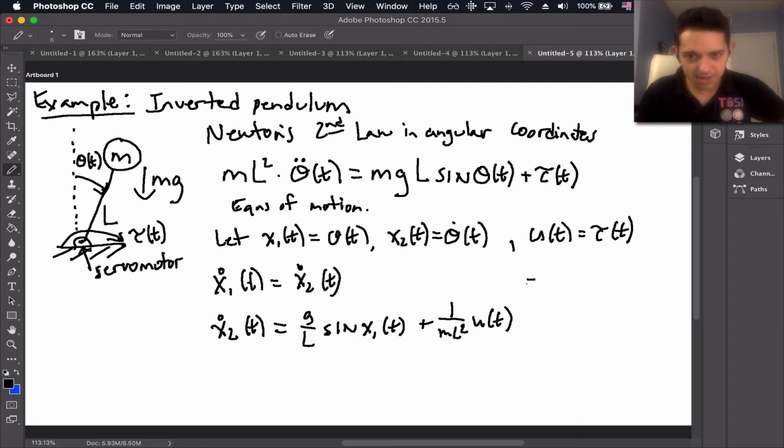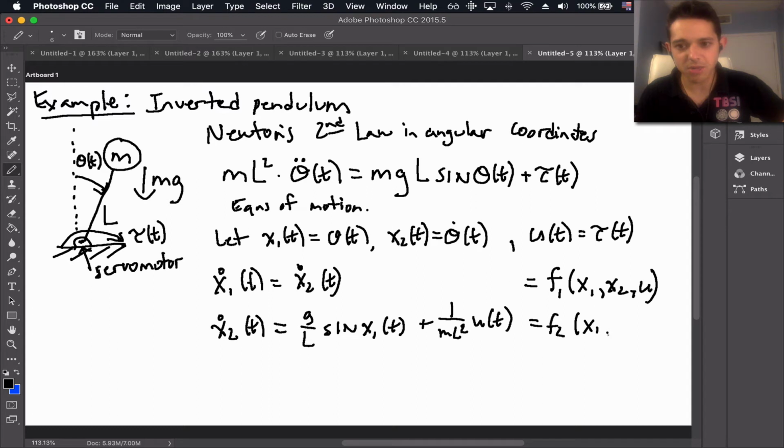And let me also just clarify that for this first state equation, the right-hand side is going to be F1. That is, it's going to be the dynamics corresponding to the state x1. And the second one we're going to denote by F2, which is going to be the dynamics of x2, the angular speed. And I'm using this notation F1 and F2 because that'll be useful when we take derivatives later on.